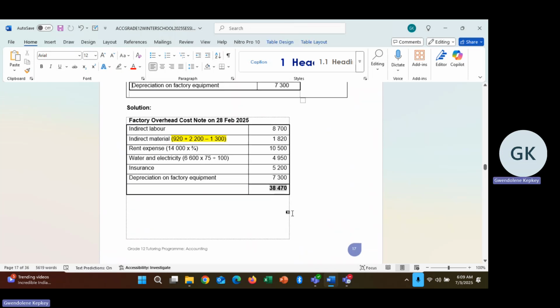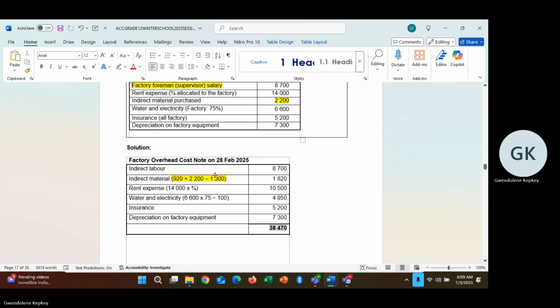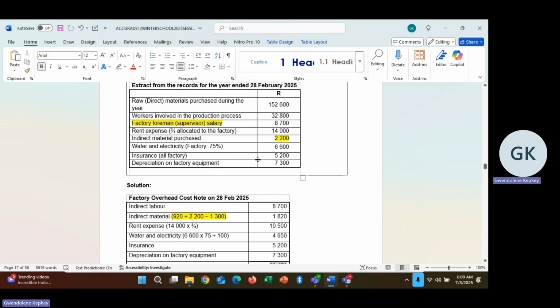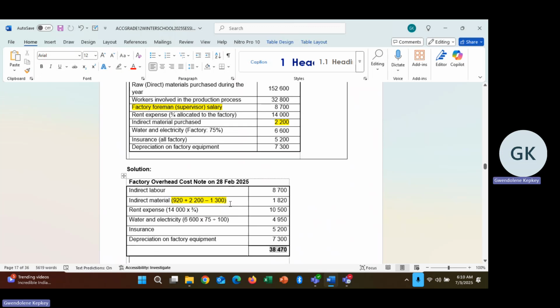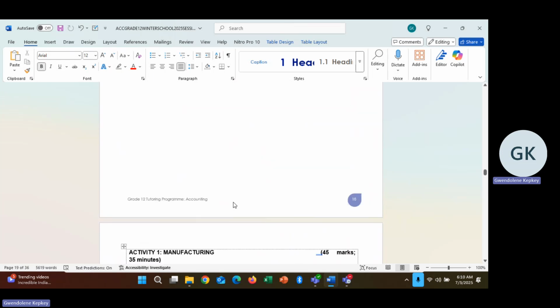My direct labor costs, grade 12s, they're telling me what my direct labor cost is over here. My factory workers involved in the process, so that is my direct labor cost: 32,800. Okay, so we're putting the 32,800 in there. That's a bit fast now.